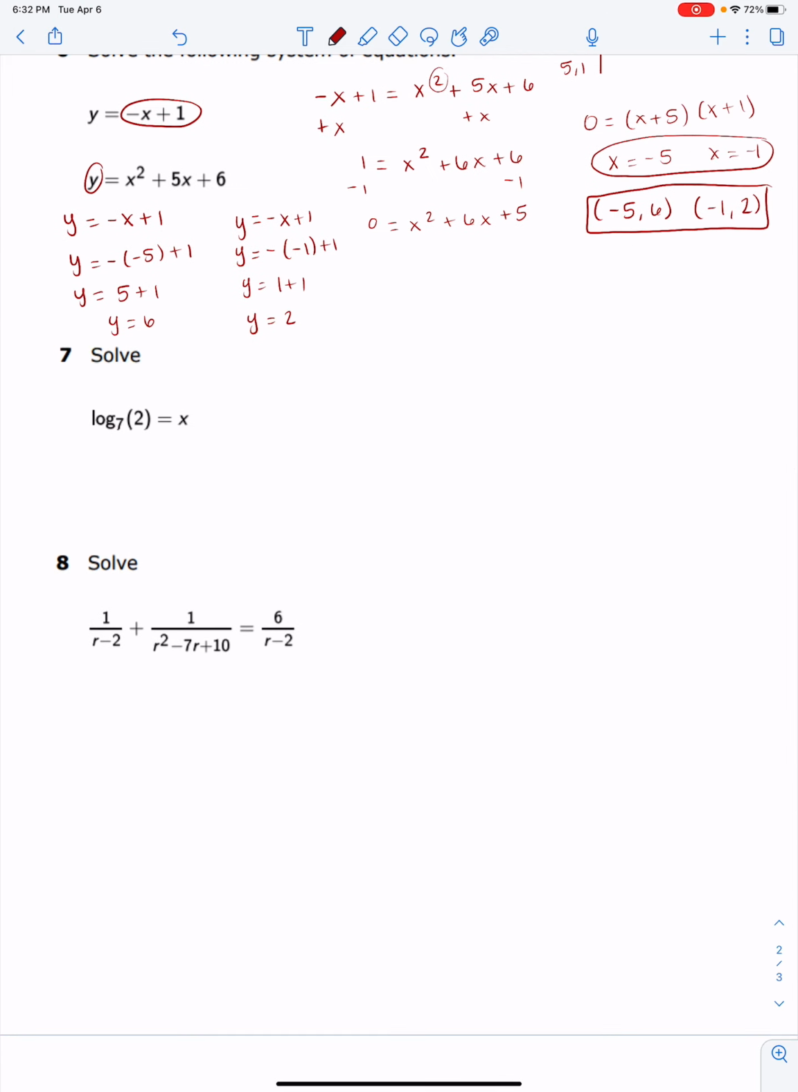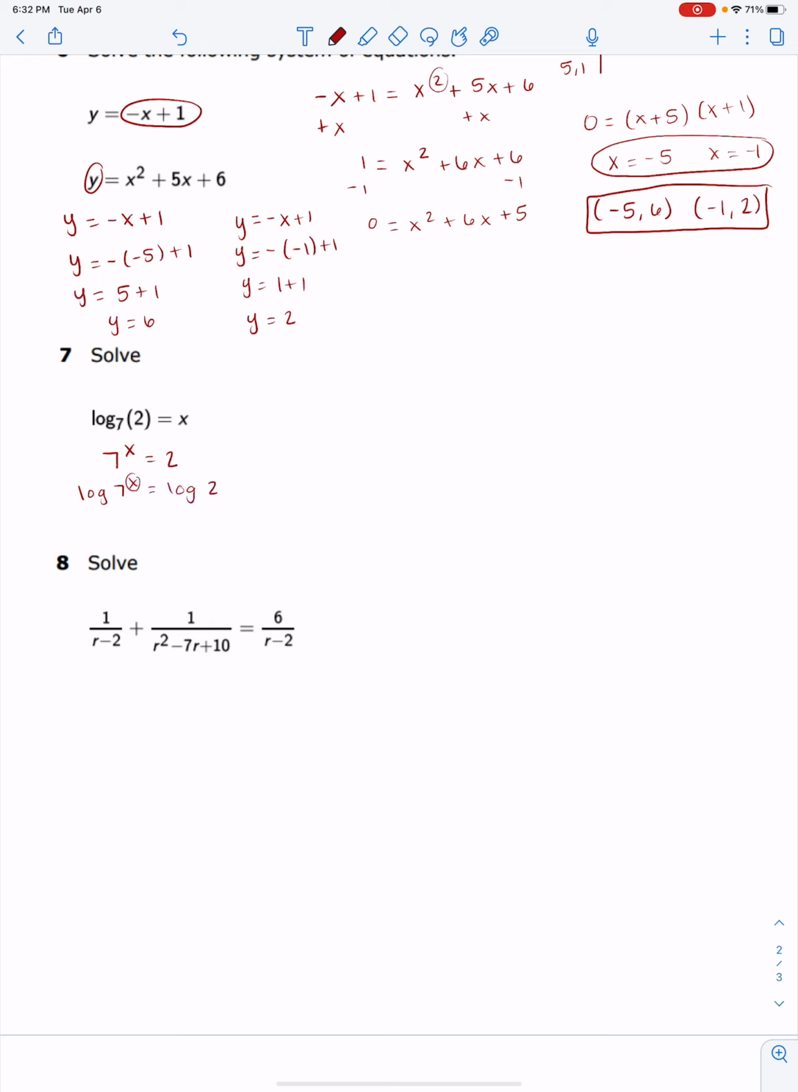In order to solve log base 7 of 2 equals x, the way I taught you how to do this was to first make it exponential form. So you have 7 to the x power equals 2. Then you need to look at the bases and see if you can get the bases to be the same. I can't make 7 and 2 the same base at all. So then I told you to take the log of both sides.